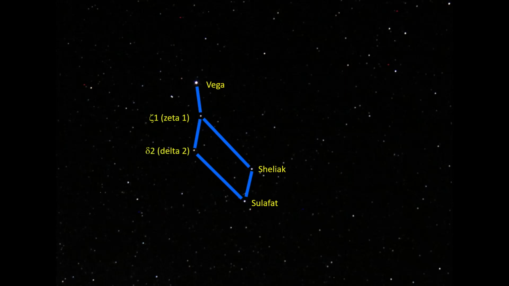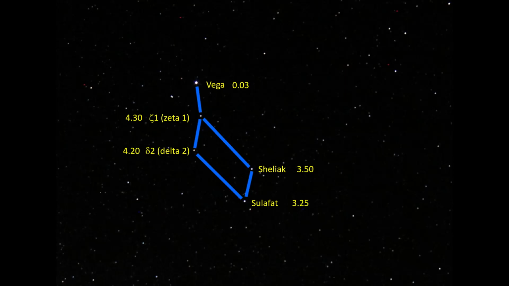What are the apparent magnitudes of these stars? Well, Vega is a pretty bright star. That's essentially 0th magnitude, so that's brighter than a first magnitude star. Sulafat, 3.25, Chelyak, 3.50, so we've already moved quite a ways toward dimmer stars here, and it's actually difficult to see these things if you don't have dark skies. Delta 2 and Zeta 1 are really hard to see if you don't have dark skies. A lot of times the only thing you can find in Lyra is the star Vega.